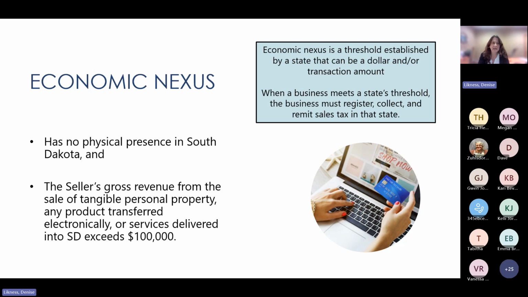And it basically states that if your services or your sales exceed over $100,000 in a 12-month period, so when you meet that threshold, even if you don't ever step foot in the state, you are required by law to get a sales tax license and start remitting the sales tax on it.